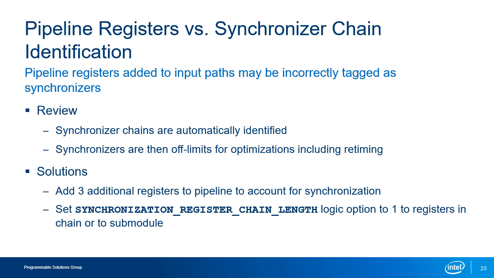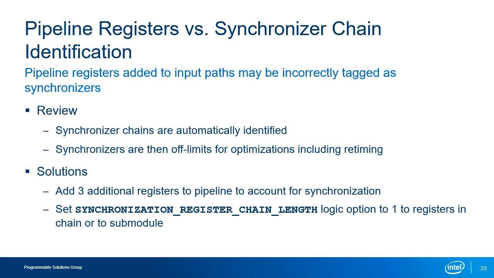This is desired in most cases, but say you are compiling a submodule by itself. The compiler would incorrectly identify pipeline registers you add to an input path as a synchronizer chain, when in reality they will be internal registers when the submodule is instantiated in the larger design.